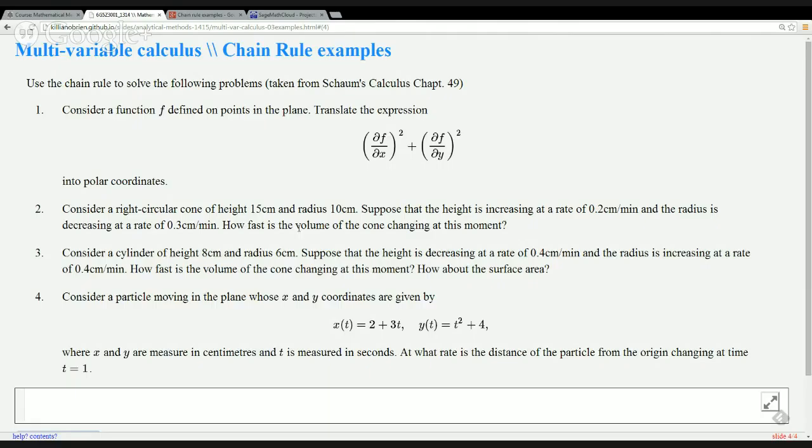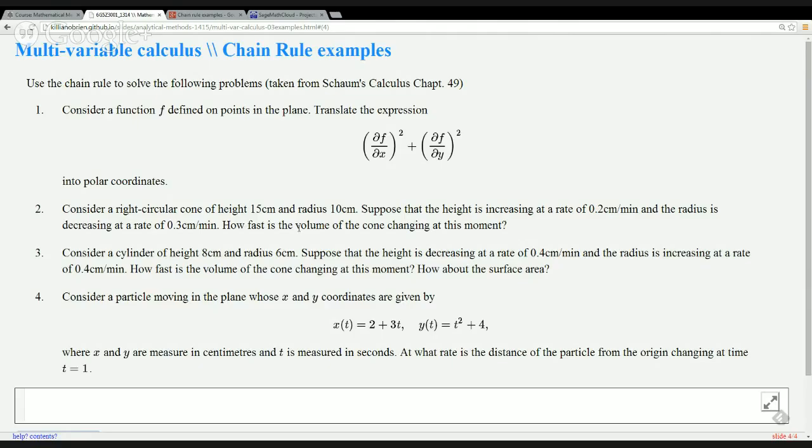Now, what's the question? At what rate is the distance of the particle from the origin changing at time t equals 1? So the particle starts at position 2, 4 at t equals 0. And after 1 second, it gets to position 5, 5. But when it's at that position, at what rate is it getting further from the origin? That's the question.